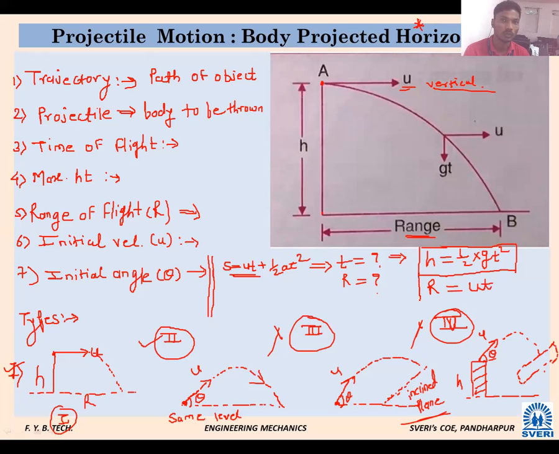So these two formulas only we have to remember. In case number 1, only two formulas have to be remembered. Which ones? h is equal to 1 half gt square and R is equal to ut.